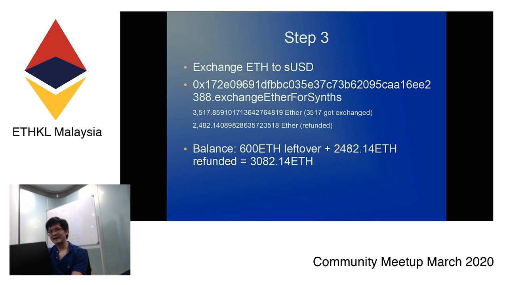This is where he went to the vaults at Synthetix themselves. He sent in an amount of ether to obtain a certain sum of synthetic USD. So in this case, what he has done is that he has traded in 3,517 ethers for an X amount of synthetic USD. I think it was close to 1 million at the time. This amount was refunded. So right now, the mental image you should have is that he has 3,082 ethers on hand, with the rest being synthetic USD.